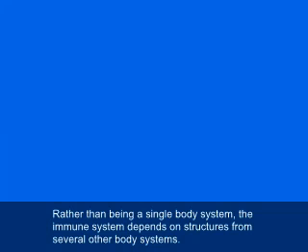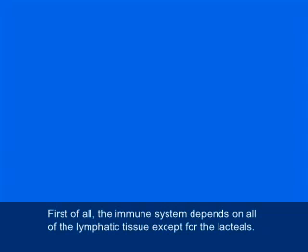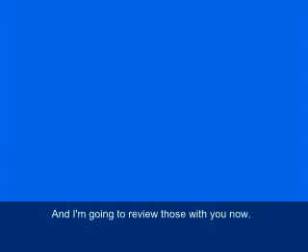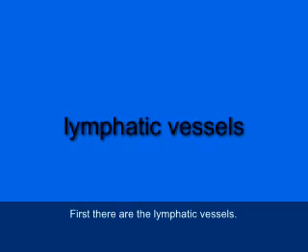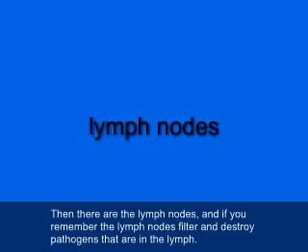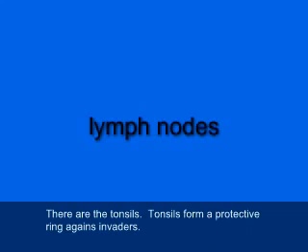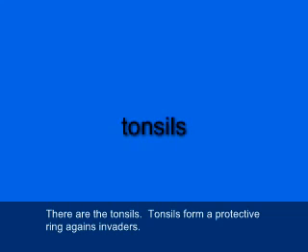Rather than being a single body system, the immune system depends on structures from several other body systems. First of all, the immune system depends on all of the lymphatic tissues except for the lacteals, and I'm going to review those with you now. First, there are the lymphatic vessels. Then there are the lymph nodes, and if you remember, the lymph nodes filter and destroy pathogens that are in the lymph. There are the tonsils. Tonsils form a protective ring against invaders.